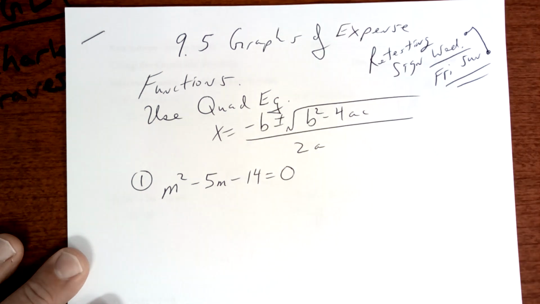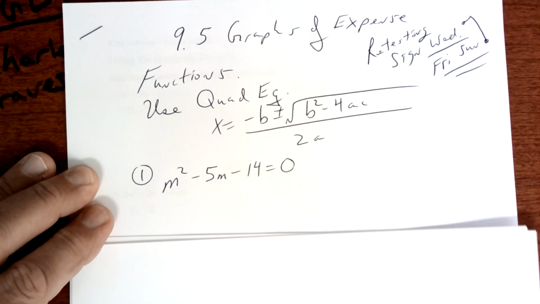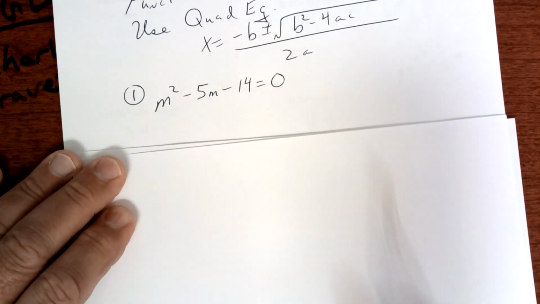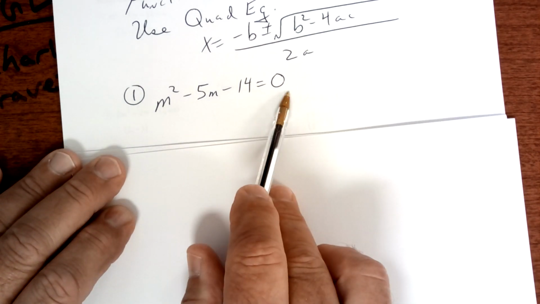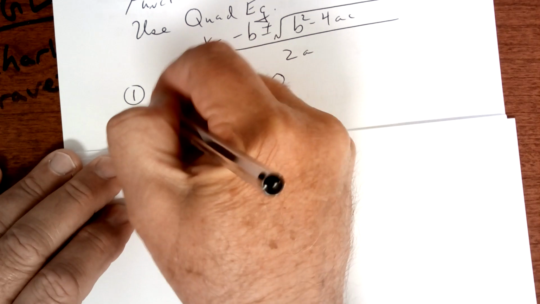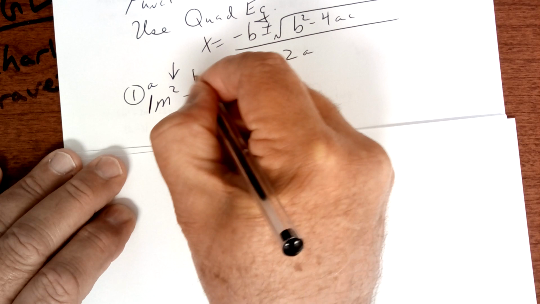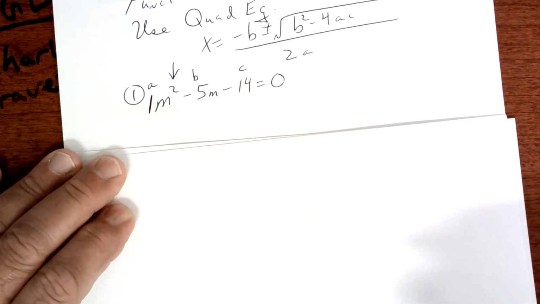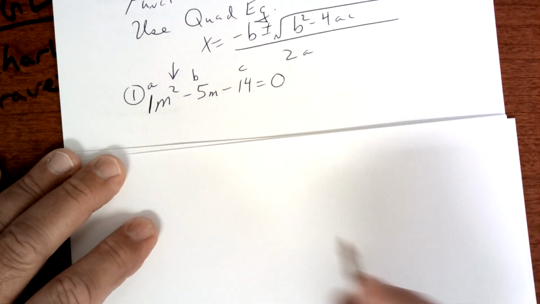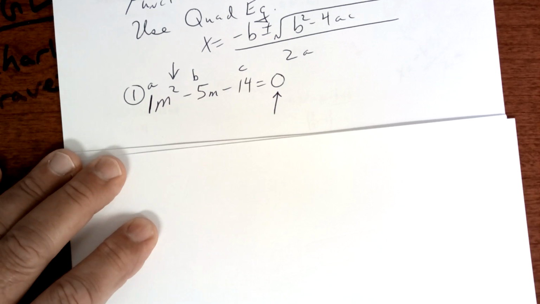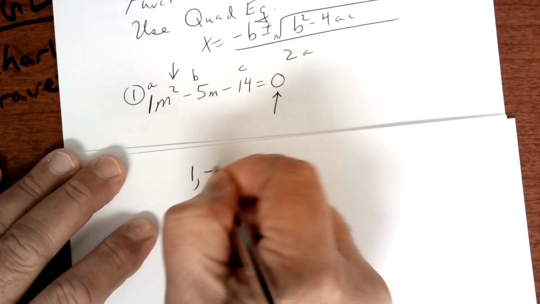Let's talk about the quadratic equation. This is section 9.5, but we're going to do a worksheet today. So what you have to do is get it equal to 0. The number in front of the x squared is your a. This is your b, and this is your c. Remember, it must be equal to 0. If it's not, you have to get it equal to 0. So a is 1, b is negative 5, and c is negative 14.